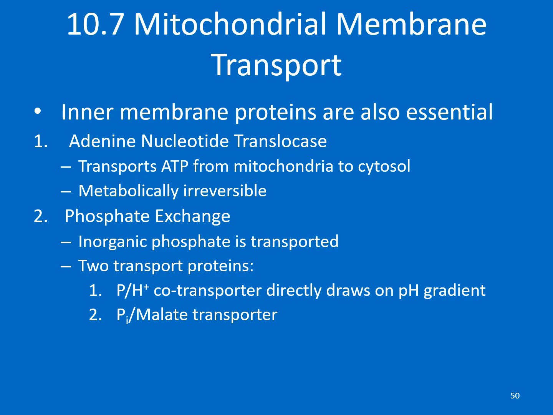So phosphate exchange is mediated by 2 transport proteins. These move inorganic phosphate around so they can actually make it to complex 5 and react to form ATP. So the pH cotransporter draws on the pH gradient. This also uses that battery power that we set up in order to move phosphate. We also have the inorganic phosphate malate transporter.